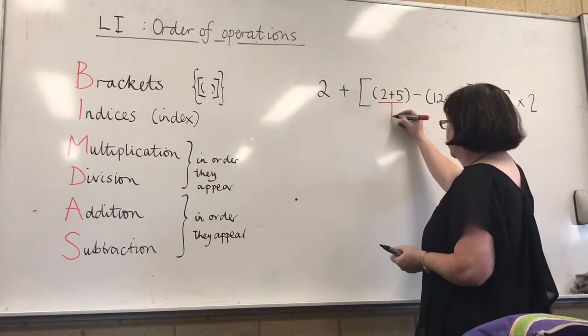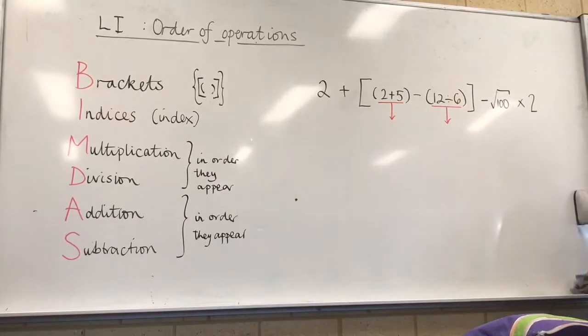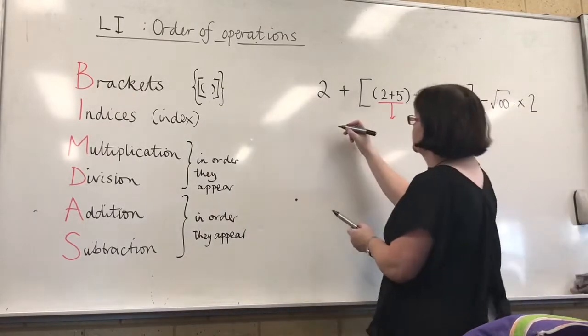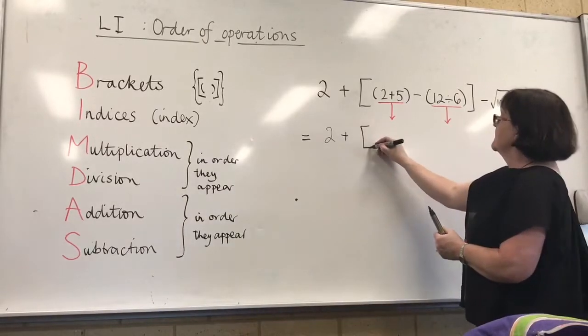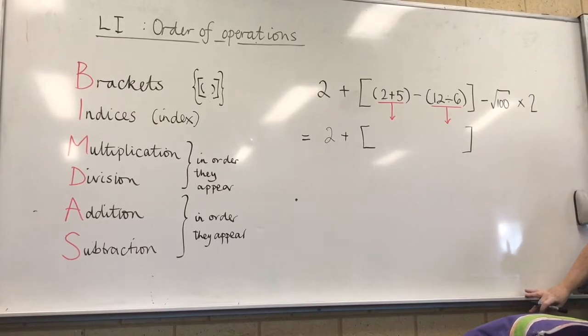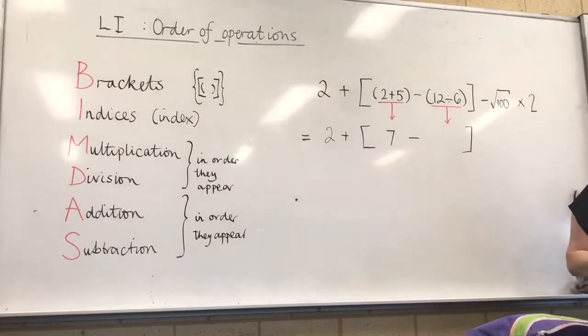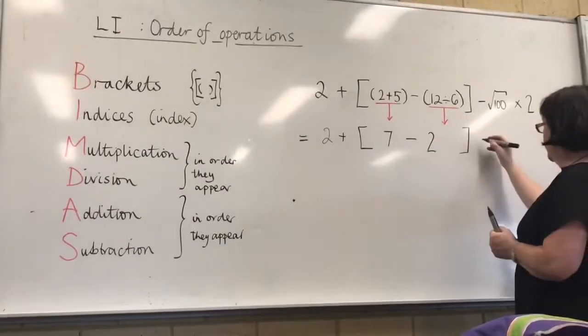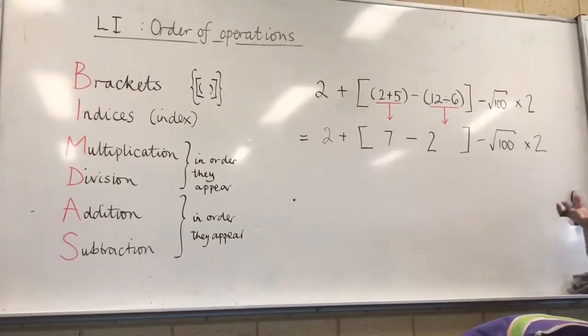So these are the things that we're going to deal with first. Okay? So we've got the 2 plus is going to stay the same. Then inside this one, what's the first bracket, 2 plus 5, is 7. And 12 divided by 6 is 2. There we go. And then take the square root of 100 times 2 stays the same, obviously.